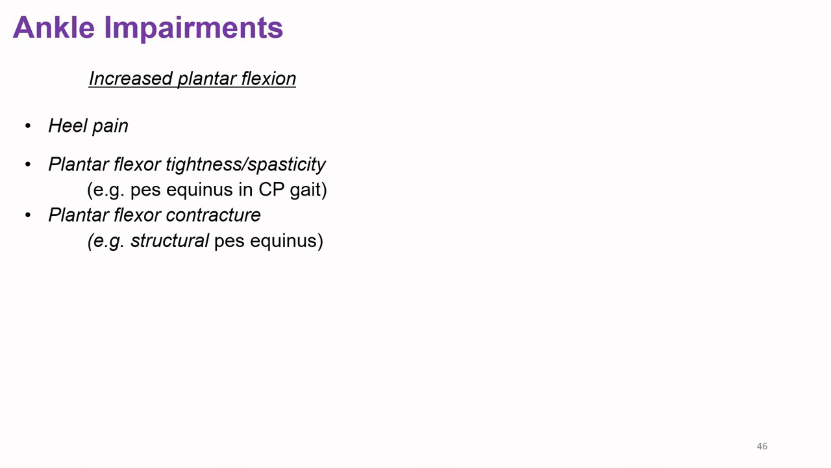Plantar flexion contracture refers to more permanent changes. In individuals affected by cerebral palsy for extended periods of time, we see structural pes equinus that results from insufficient linear growth of the calf muscle compared to the amount of bone growth. This produces a plantar flexion deformity.